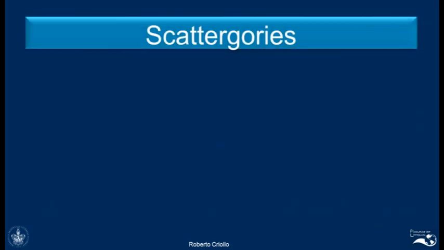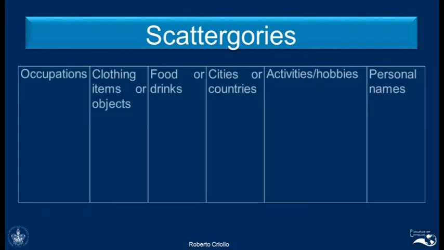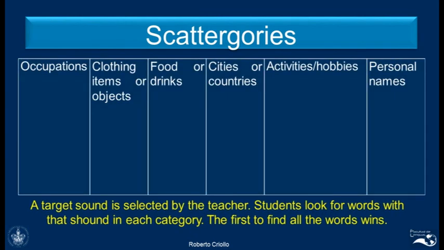Another very interesting and fun activity to help students practice the sounds is playing categories. In this case, a target sound is going to be selected by the teacher, such as the vowel sound in the word box, and what students have to do is look for words that contain that sound. The first student who finds all of the words in each of the categories is going to be the winner, and of course the students can take turns selecting different sounds, and this will be a great opportunity for the teacher to provide feedback on some words that the students may be mispronouncing.